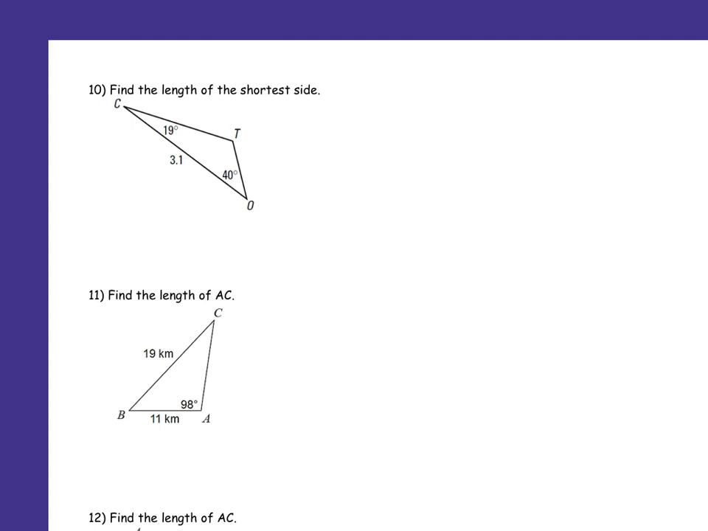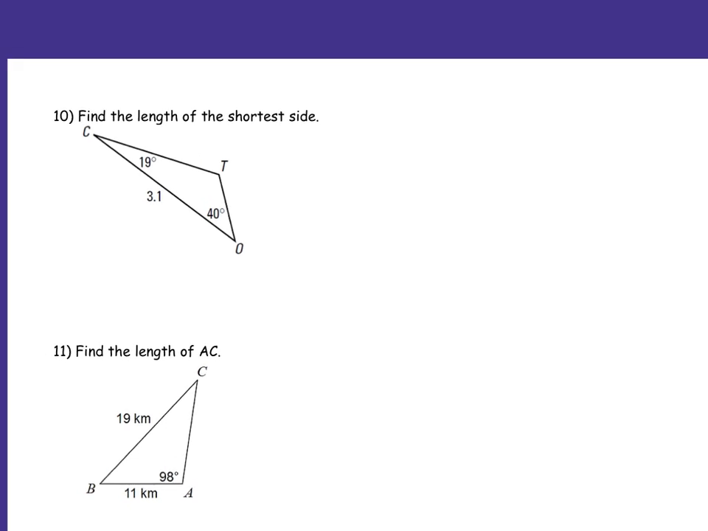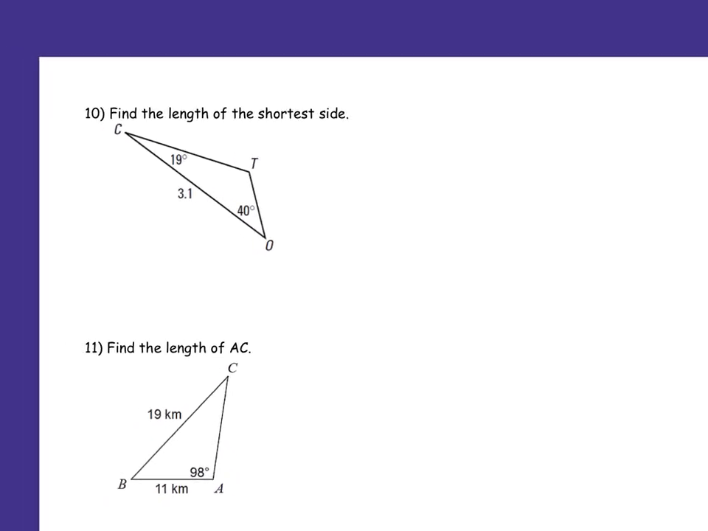Okay, so we're going to do 10, 11, and 12. Yeah, just 3 problems. So let's go ahead and do the first one. 10 says find the length of the shortest side. Well, the shortest side is opposite the shortest angle. And since the only side I know is 3.1, I need to know this angle.